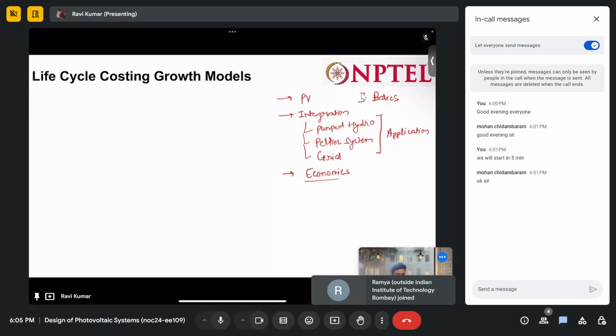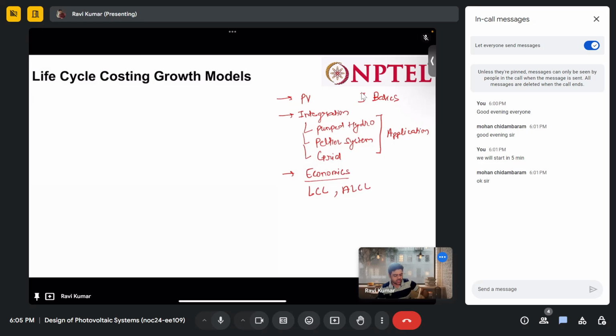In this, we will see what is the life cycle cost, what is the annual life cycle cost, what is the cost of unit production. So these are the basic concepts which we are going to cover in today's lecture. So let's start with the life cycle cost.